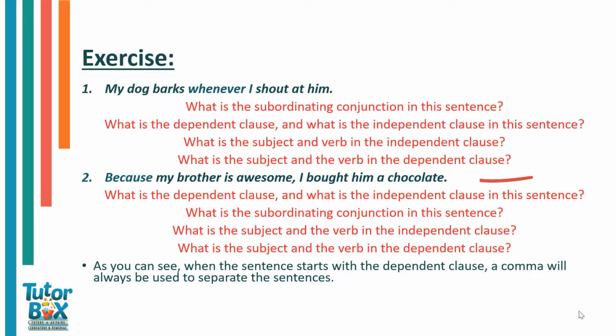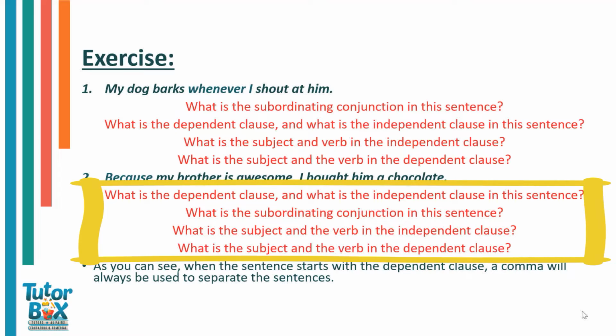Then the second example is, because my brother is awesome, I bought him a chocolate. What is the dependent clause and what is the independent clause in the sentence? What is the subordinating conjunction in the sentence?